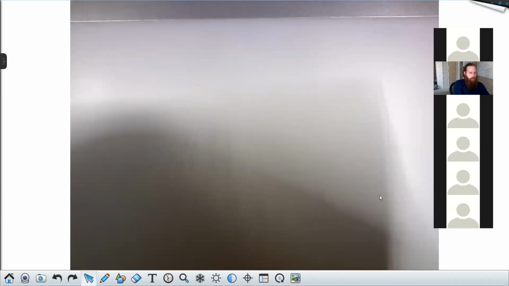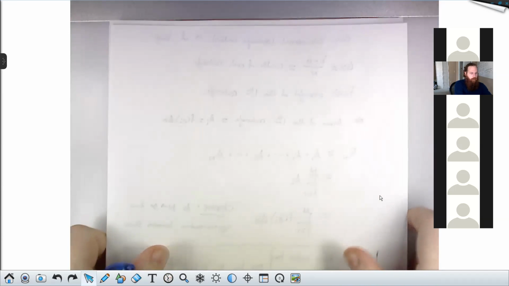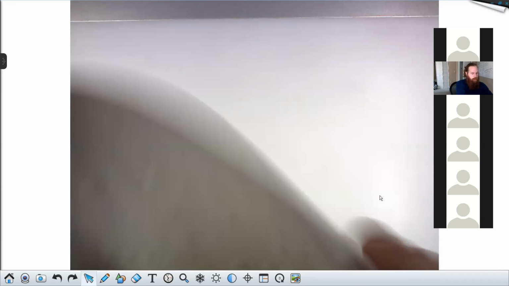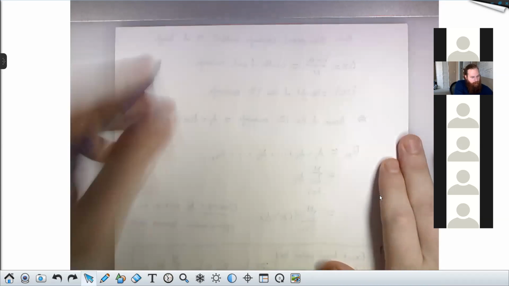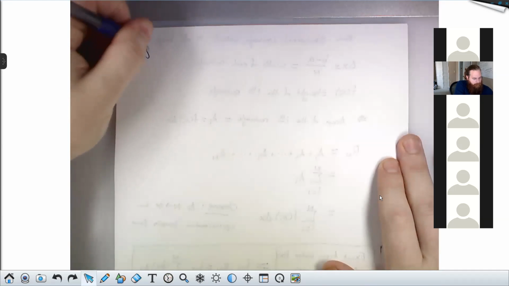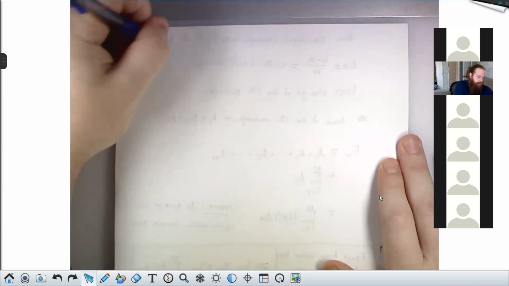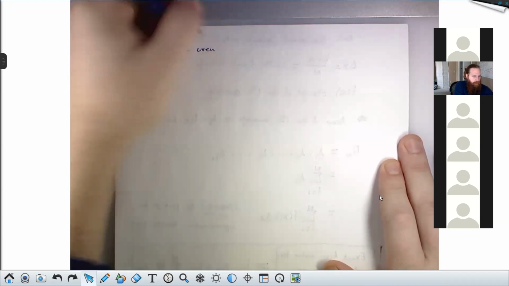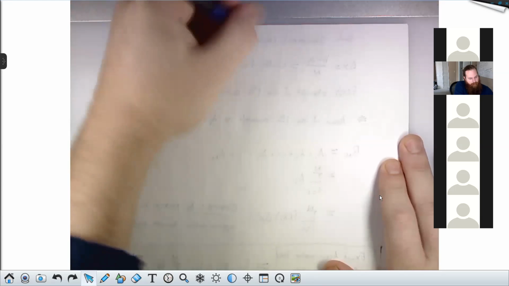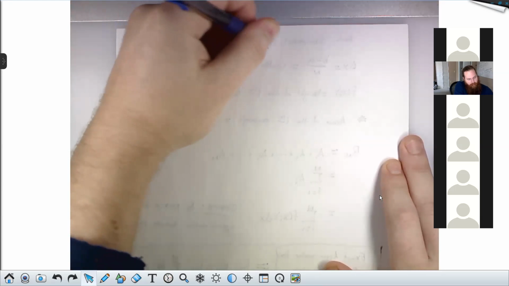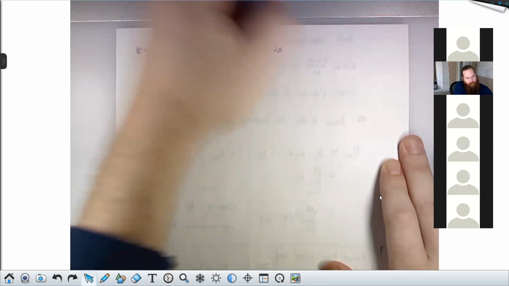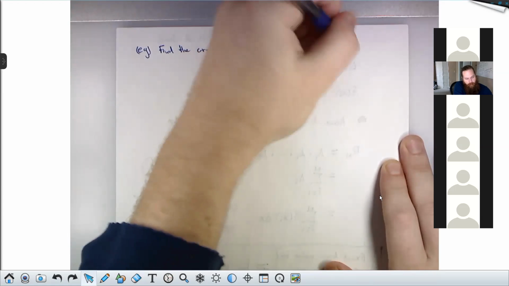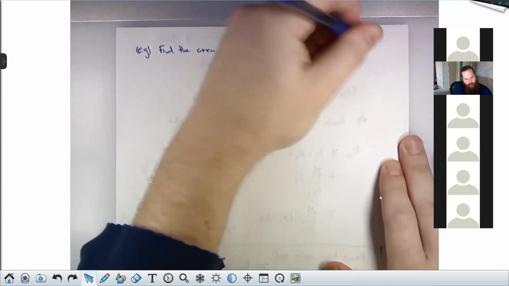The first one I want to do for you is one that we could cook up without any calculus, including limits. I'm going to find the area under f of x equals 2x from x equals 0 to x equals 3.